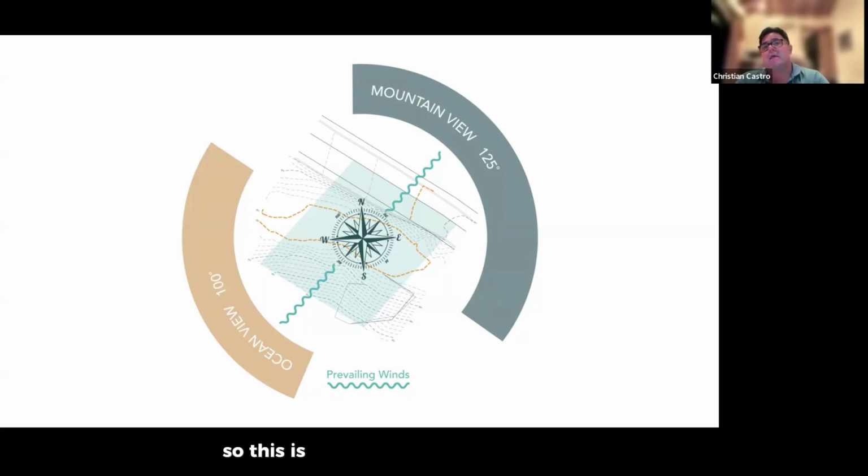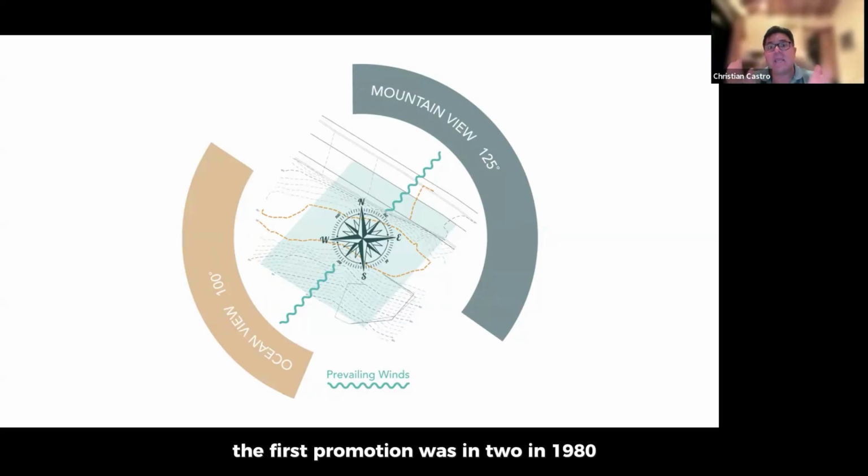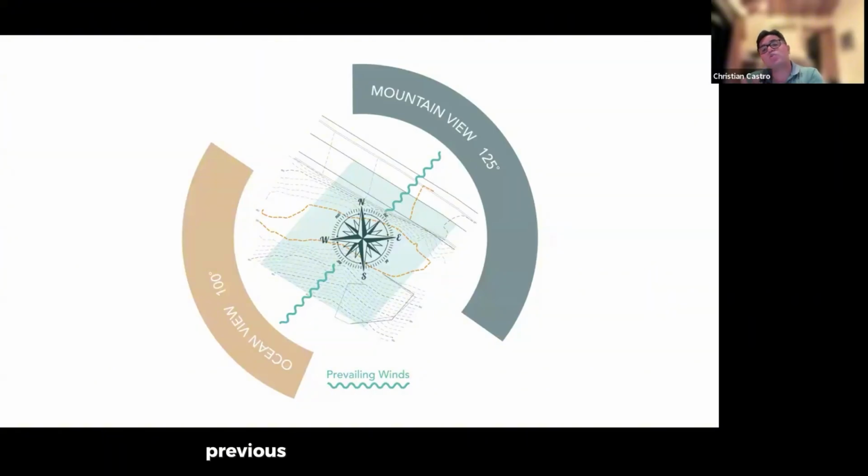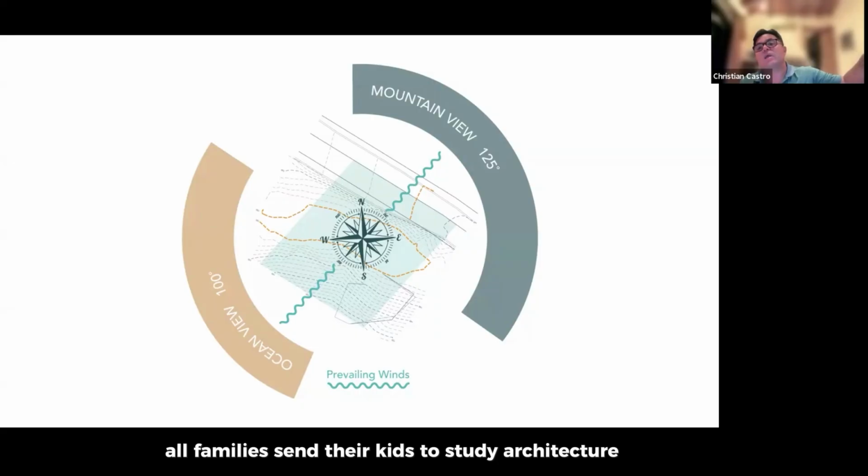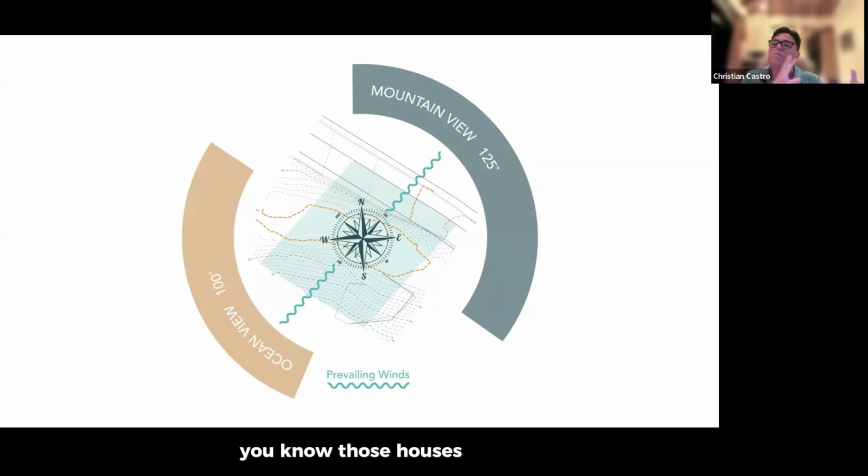So this is to give you a little bit of background. Costa Rica doesn't have something we call Costa Rican architecture. Like there is Mexican architecture, for instance. The first graduated architects in Costa Rica, the first promotion, was in 1980. Previous to that, there was no school of architecture in Costa Rica, and all families sent their kids to study architecture in Mexico. So that's why in Costa Rica you have this hacienda look. Those houses from the early 80s, late 70s have this hacienda look, and they didn't understand the weather.